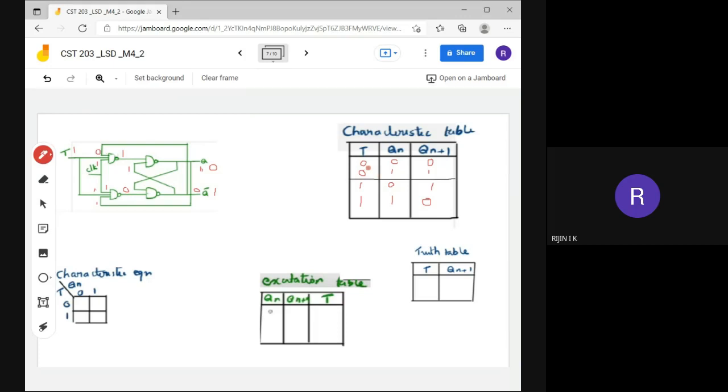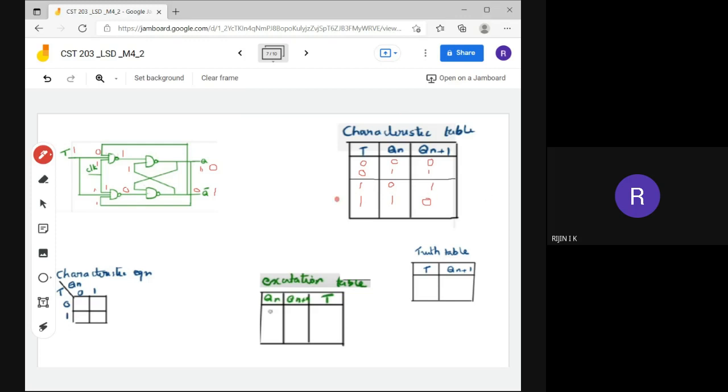But if you provide the input as 1, what will happen? If the current state is 0, then the next state is 1. If the current state is 1, then the next state is 0. So it will toggle. This is the characteristics table.